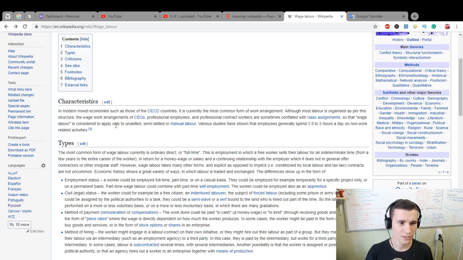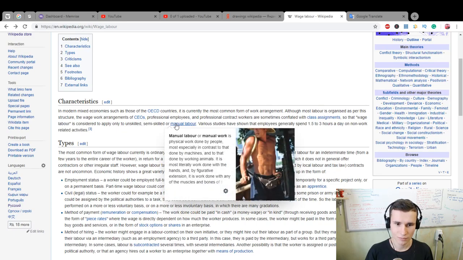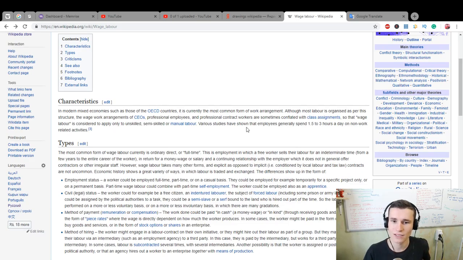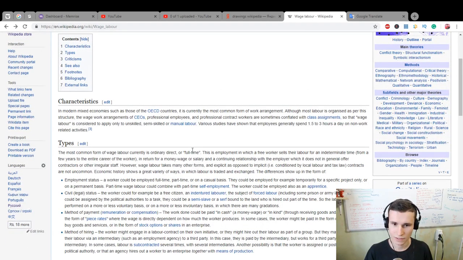So that wage labor is considered to apply only to unskilled, semi-skilled, or manual labor. Manual labor is physical work done by people, most especially in contrast to that done by machines and that done by working animals. Okay, various studies have shown that employees generally spend 1.5 to 3 hours a day on non-work related activities.